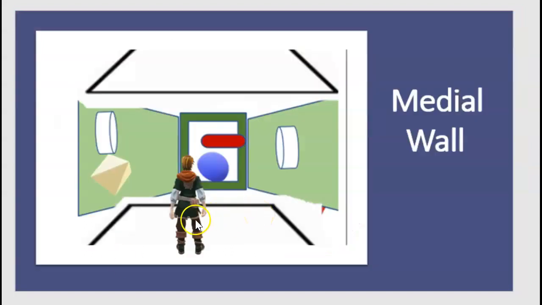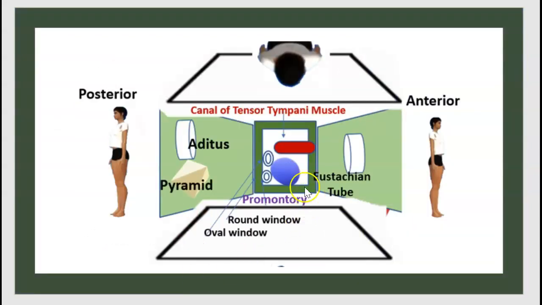Let's start with the medial wall. Inside the middle ear, the anterior wall, the posterior wall, the roof, and the medial wall. There is the oval window, a round window, and promontory. Here's the eustachian tube in the anterior wall, and the pyramid and aditus in the posterior wall.